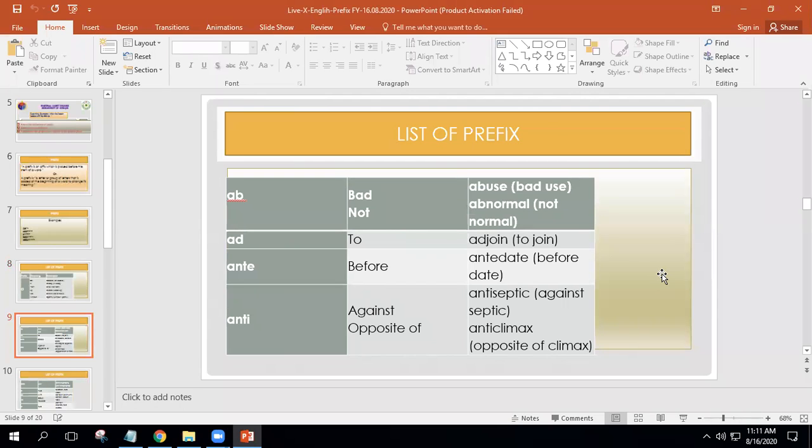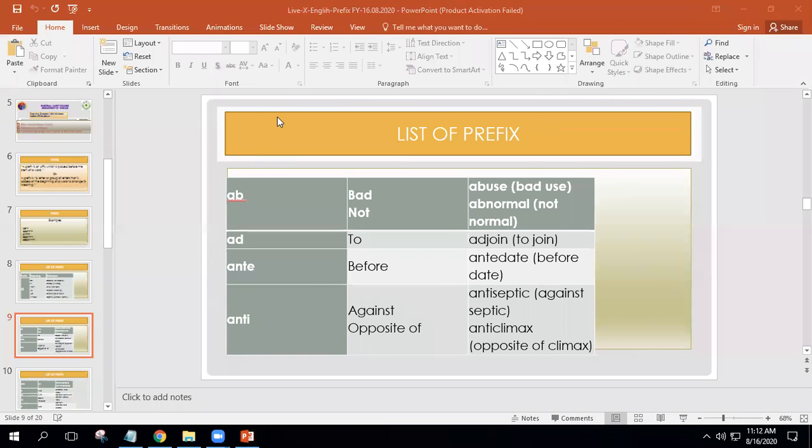Now, let's see other examples. The prefix ab has two meanings, away, bad, and not. So, the examples are abuse, abnormal. Both the terms are common, so I'm not clarifying the meaning. Next, ad. Ad means to. So, when you say adjoin, the meaning is to join.